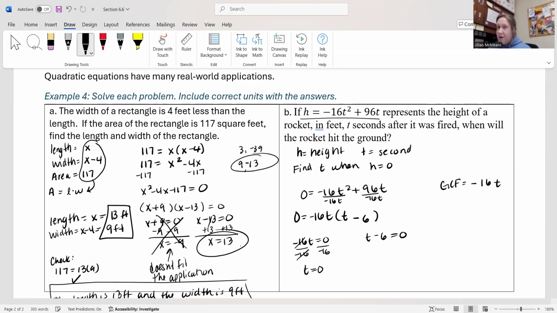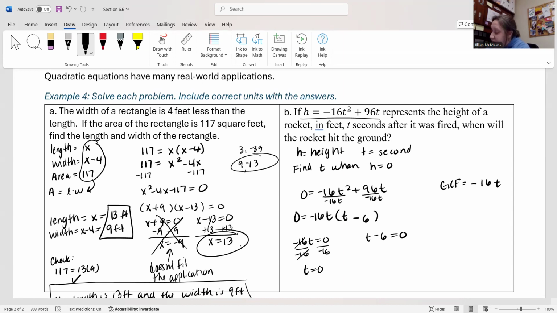And if you think about that, that kind of makes sense. We have a rocket, it starts on the ground, and then we fire it, and it's going to make a shape, and then it's going to end up on the ground again later. Well, when time is 0, the rocket is still on the ground. So when t equals 0 seconds, the rocket is still on the ground.